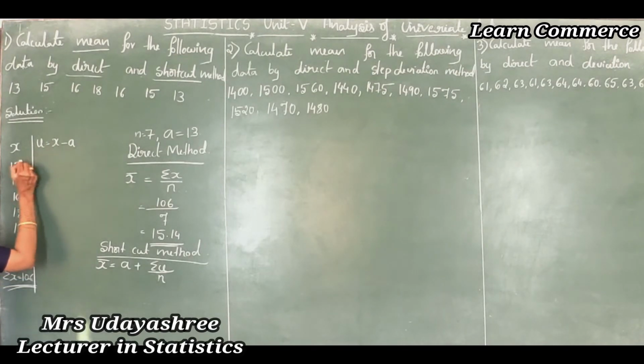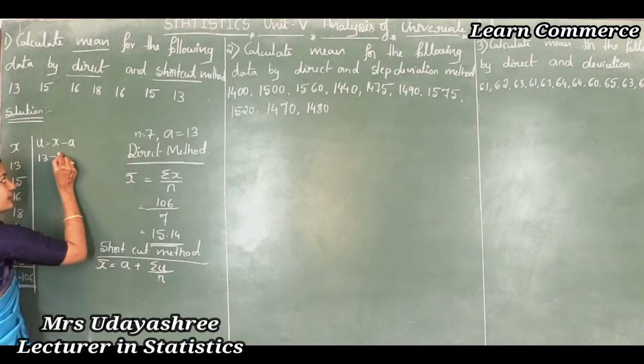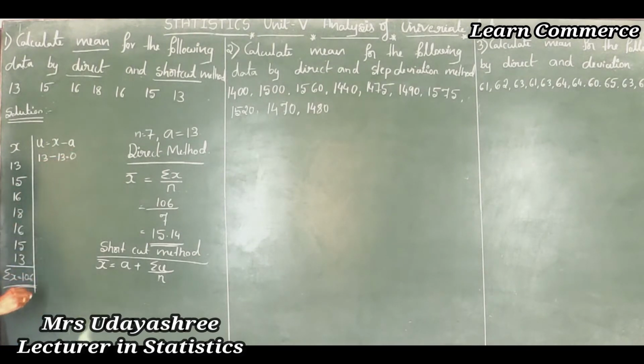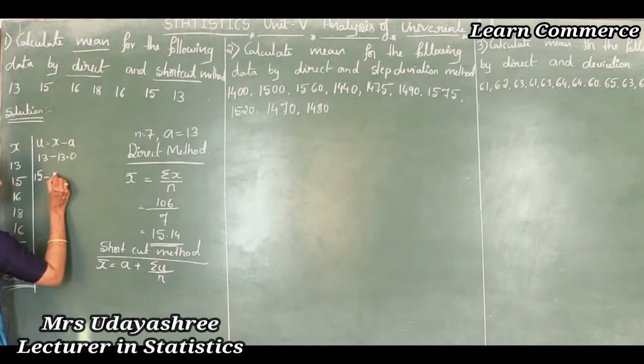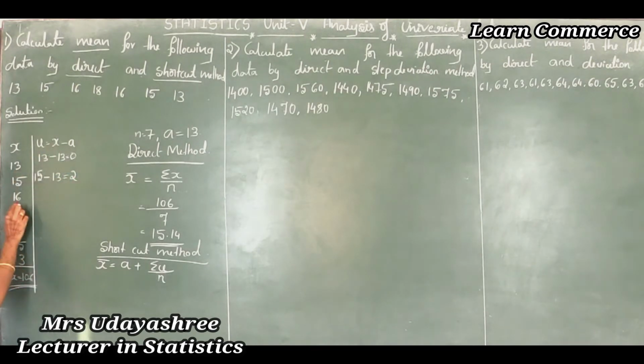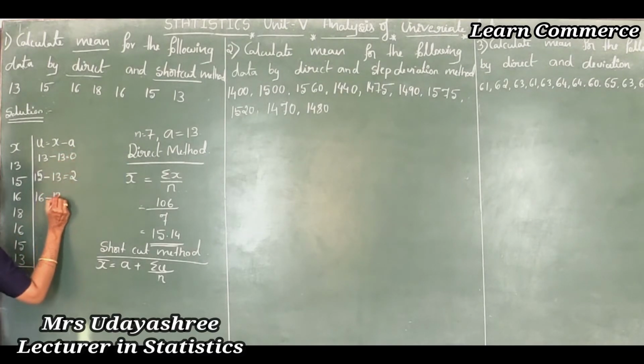So how to calculate U is equal to X minus A? The first X observation is 13. In the place of X I will substitute 13, minus what is A here? A is 13. Therefore 13 minus 13 is 0. Next X observation is 15. 15 minus A, A is 13, so 15 minus 13 is 2. Next X observation is 16. 16 minus 13 is 3.